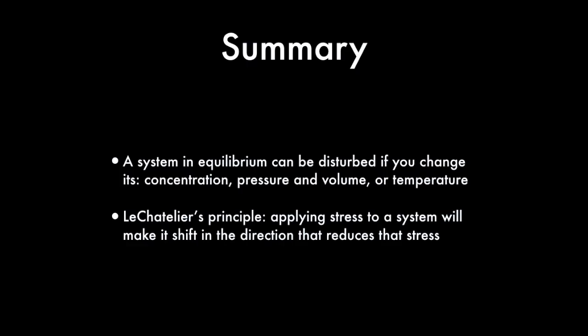To sum up what we've discussed, a system or reaction in equilibrium can be disturbed in three ways: by changing the concentration of the substances, changing the pressure or volume, or even changing the temperature. There was also Le Chatelier's principle, which states that applying stress to a reaction will shift it in the direction that will reduce that stress. This principle, along with the concept of Q, can be used to predict the direction of the reaction once it's been disturbed. So, that pretty much wraps up our discussion.